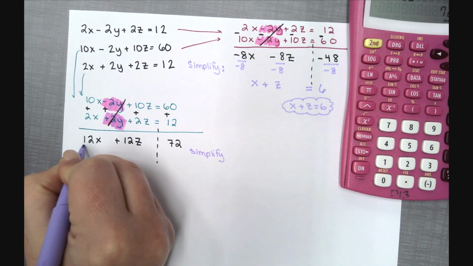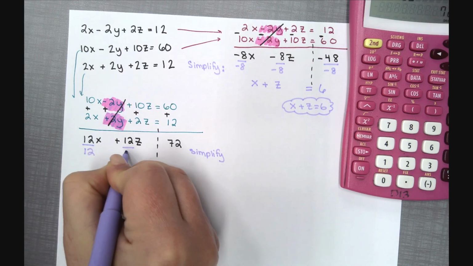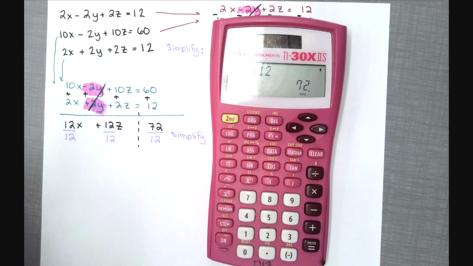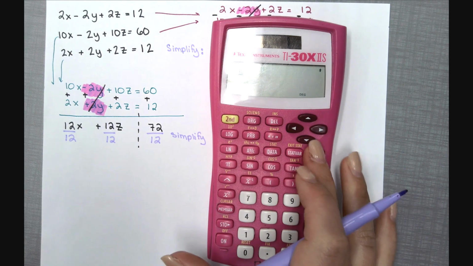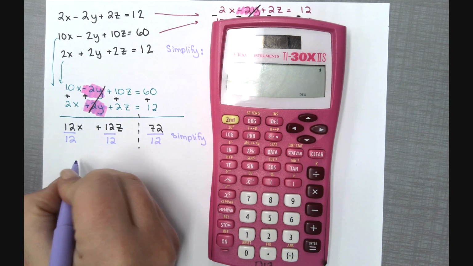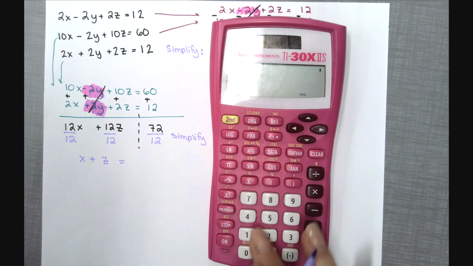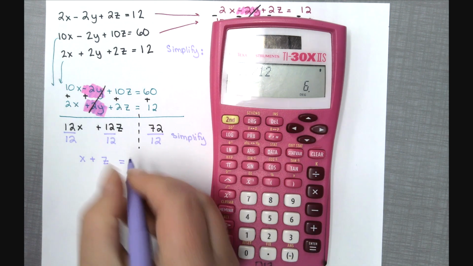Otherwise, we might end up in the same situation. And I know 72 and 12 get along. It doesn't have to be the leading coefficient always. So in the last example, if you wanted to simplify, I believe all of the numbers were even, you could have divided by 2 and made those numbers smaller. It doesn't have to be by the leading term. So then we have x plus z equals 72 divided by 12 is 6.